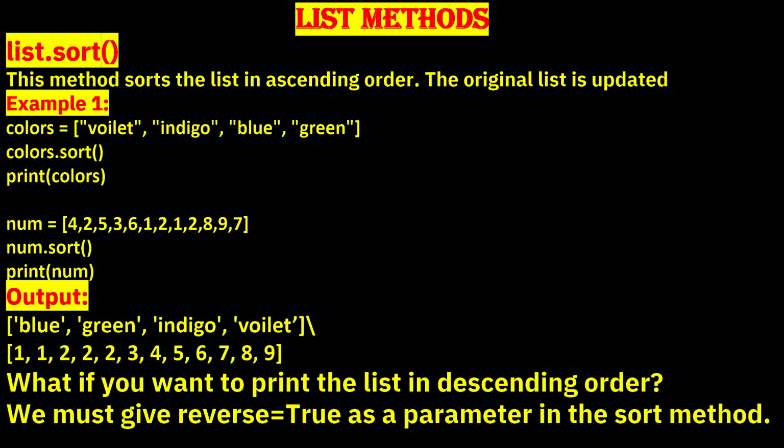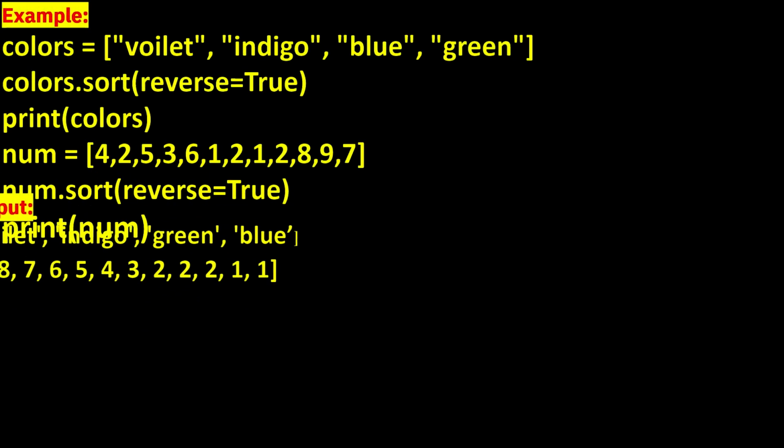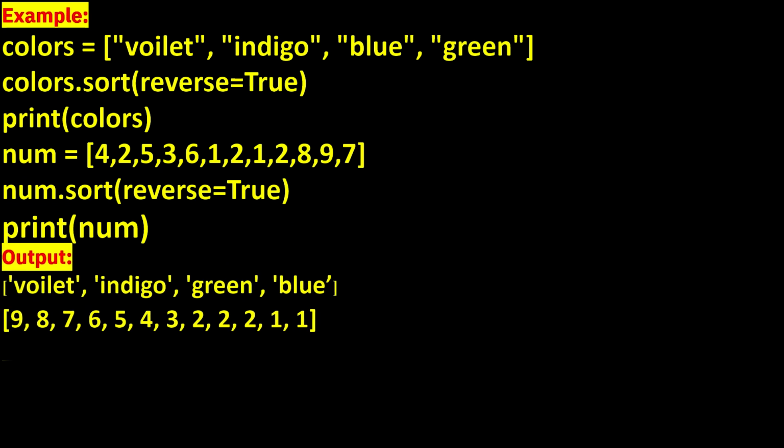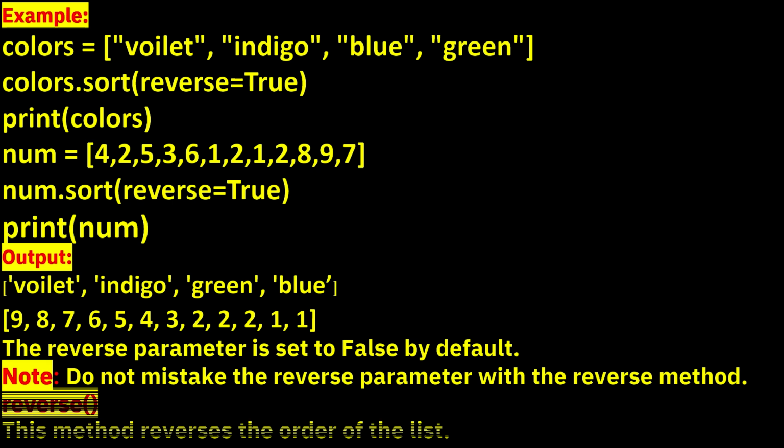What if you want to print the list in descending order? We must give reverse=True as a parameter in the sort method. Example. colors = [violet, indigo, blue, green]. colors.sort(reverse=True). print(colors). num = [4, 2, 5, 3, 6, 1, 2, 1, 2, 8, 9, 7].